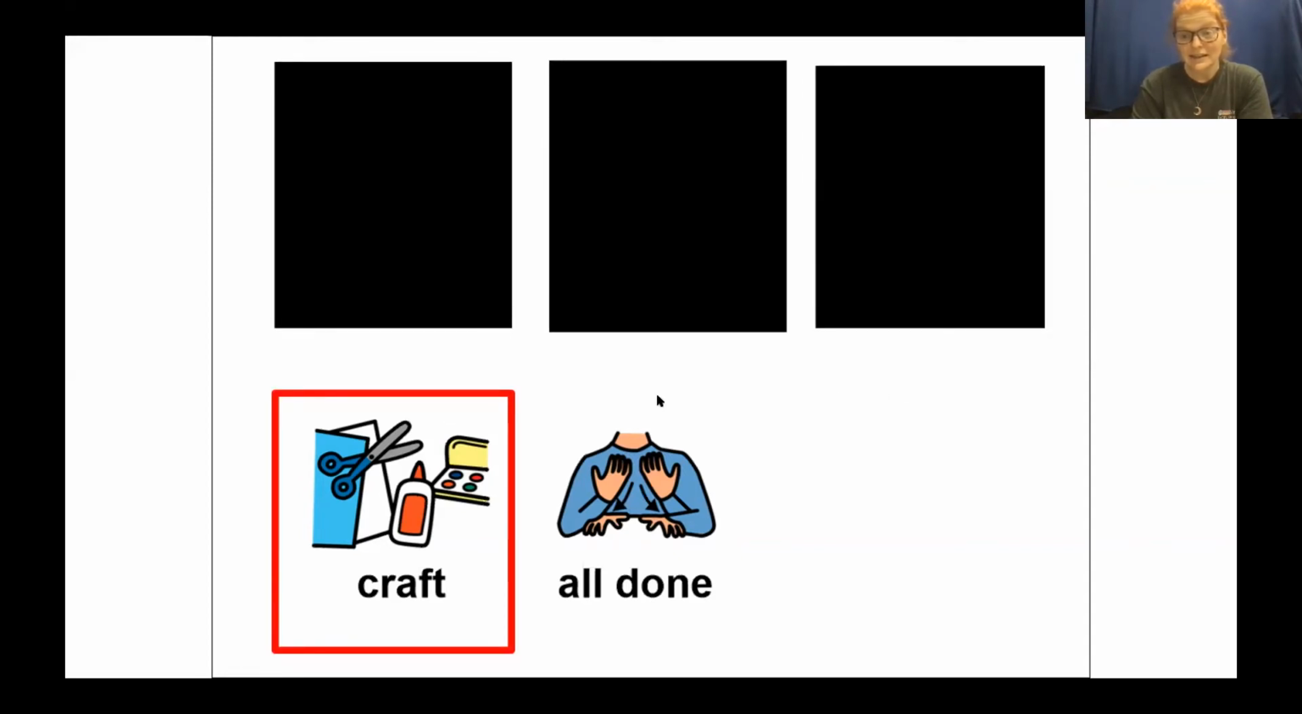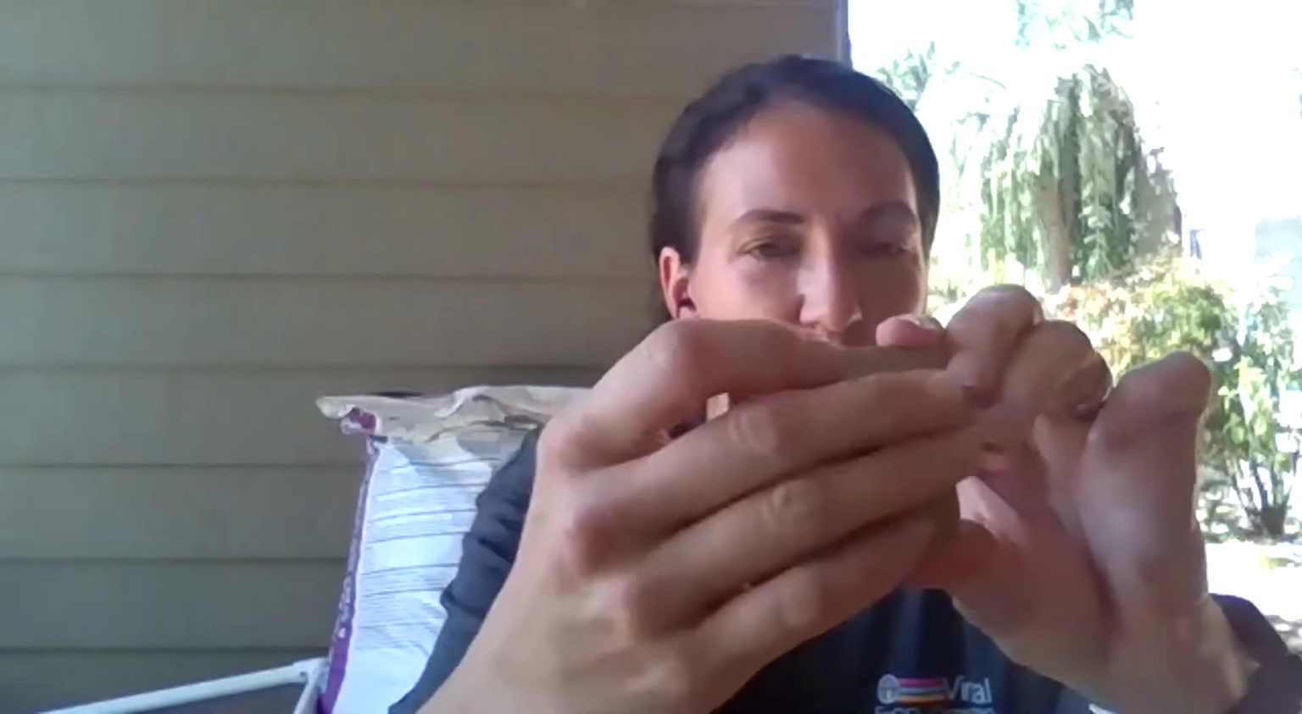And next is a craft. So this is Miss Andrea, and I am holding up my 2x2 cardboard square with, you might be able to see it a little better on this side, 2 smaller squares of cardboard glued on top, and that's our symbol for craft.